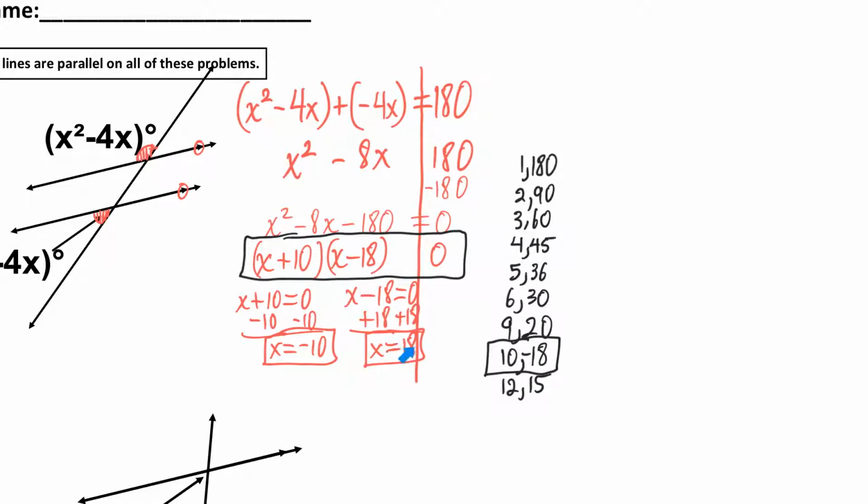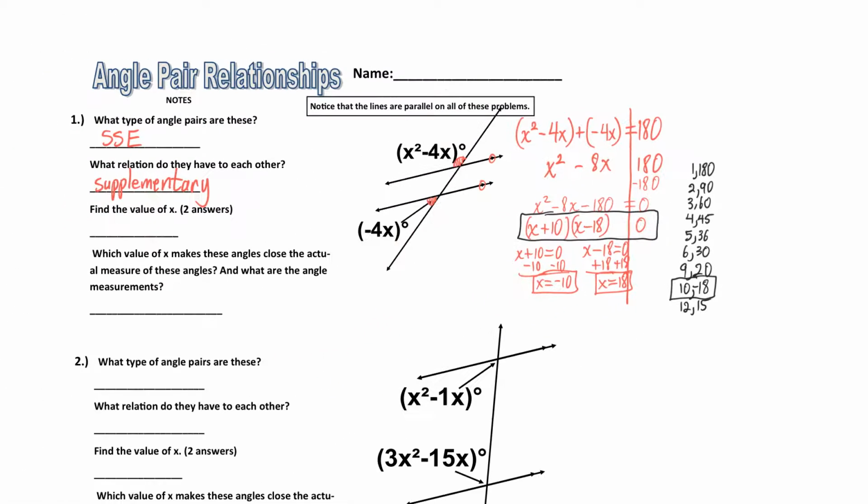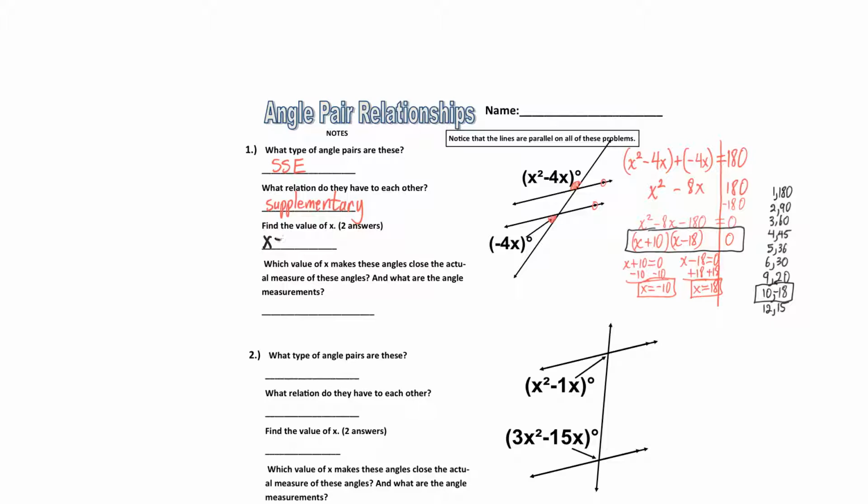Okay? So same thing here. If I take 18 and plug it in here, what's 18 minus 18? 0. And I don't even care what that is. What's 0 times anything? 0. So these are my values of x that I need right here. It's x equals negative 10 and x equals positive 18.